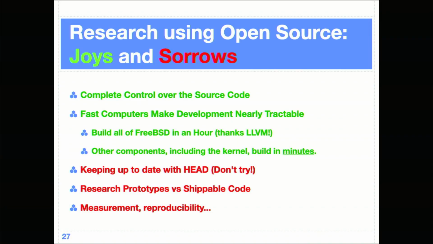I can build all of FreeBSD in an hour, and if I didn't have to rebuild the compiler every time, I could do it in 10 minutes. I can build the kernel in 160 seconds. And the SQLite stuff doesn't take very long. All this open source stuff works really well. But there are some really problematic downsides.